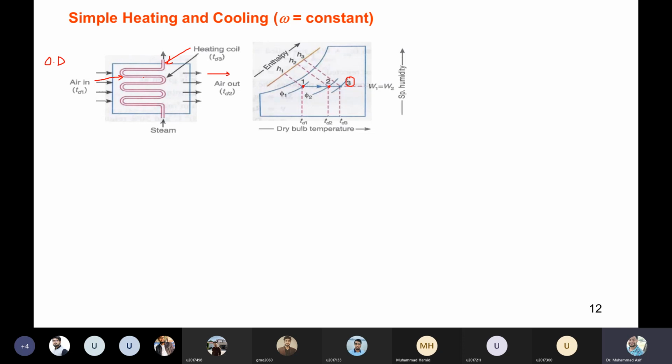So what is happening during the simple heating? During the simple heating, only the dry bulb temperature is increasing from TD1 to TD2, whereas there is no change in the mass of the water vapors. In other words, the specific humidity remains constant. What about the relative humidity? What is happening with the relative humidity, the phi value?